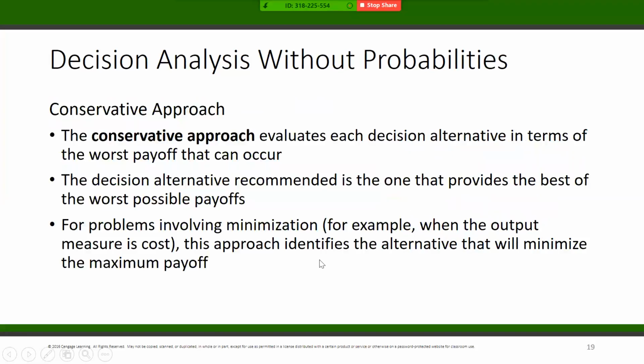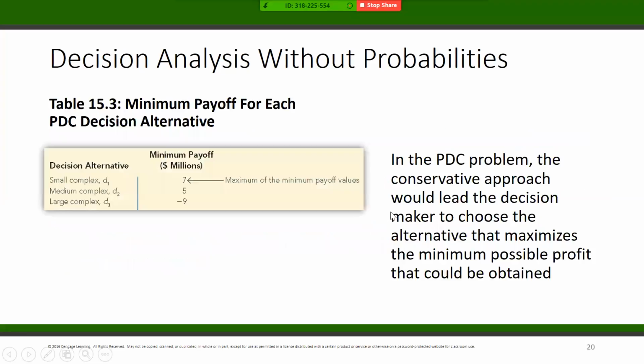Now, the conservative approach evaluates each decision alternative in terms of the worst payoff that can occur. Now, the decision alternative recommended is the one that provides the best of the worst possible payoffs. And for problems involving minimization, for example, when the output measure is cost, this approach identifies the alternative that will minimize the maximum payoff. Okay.